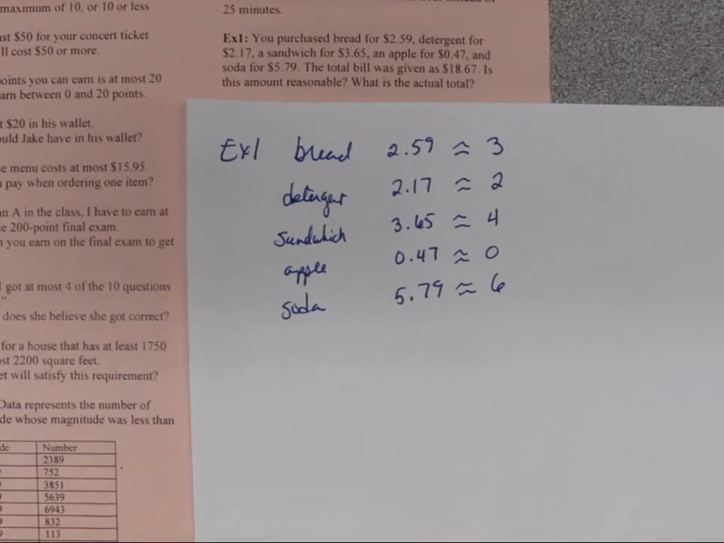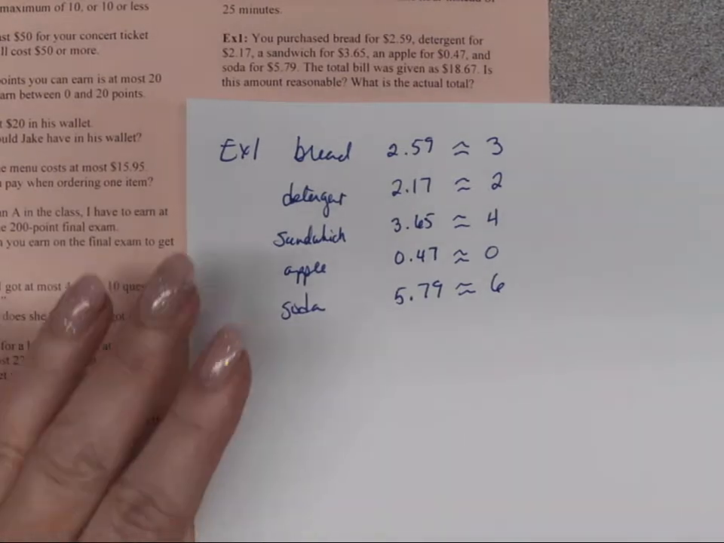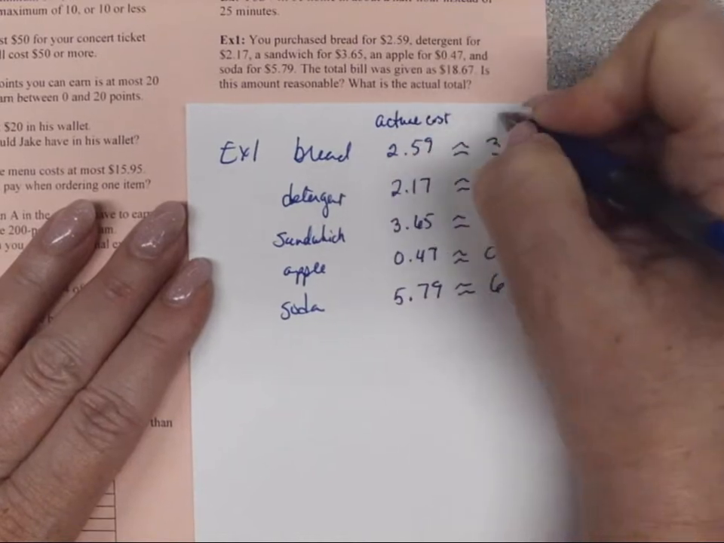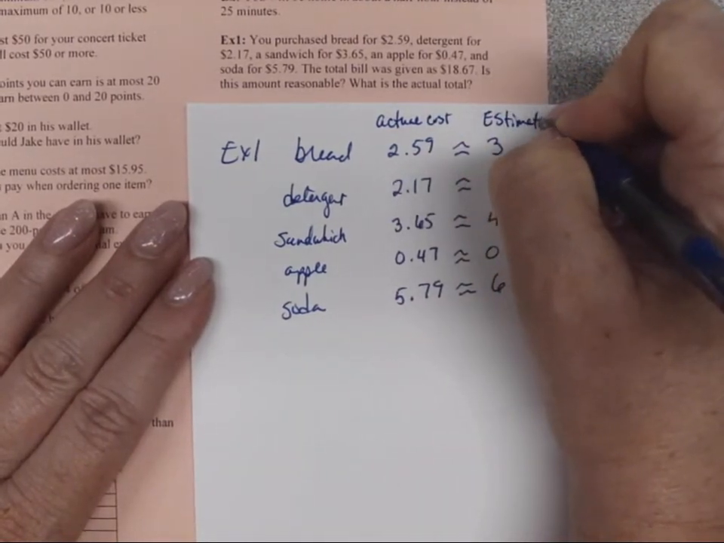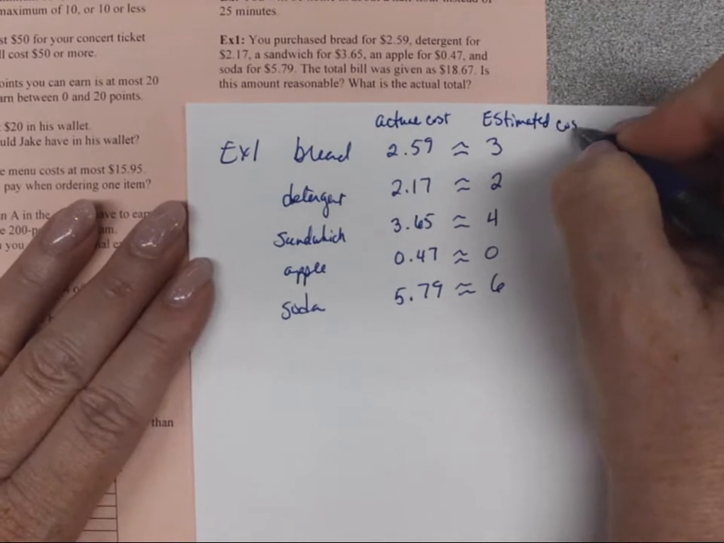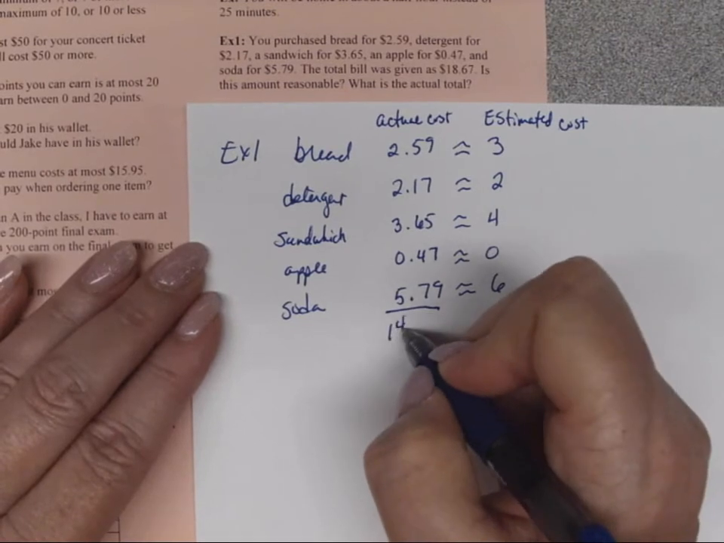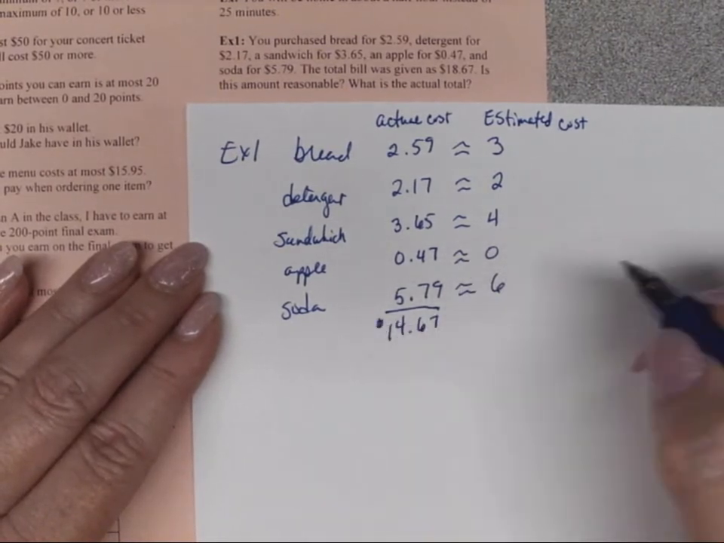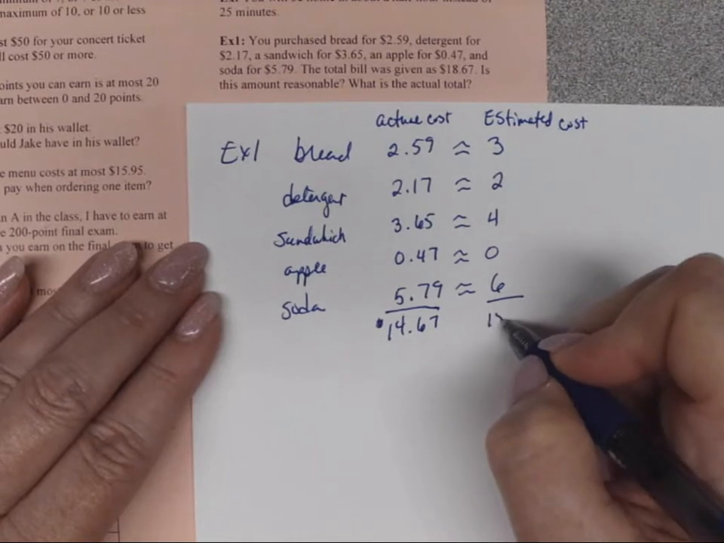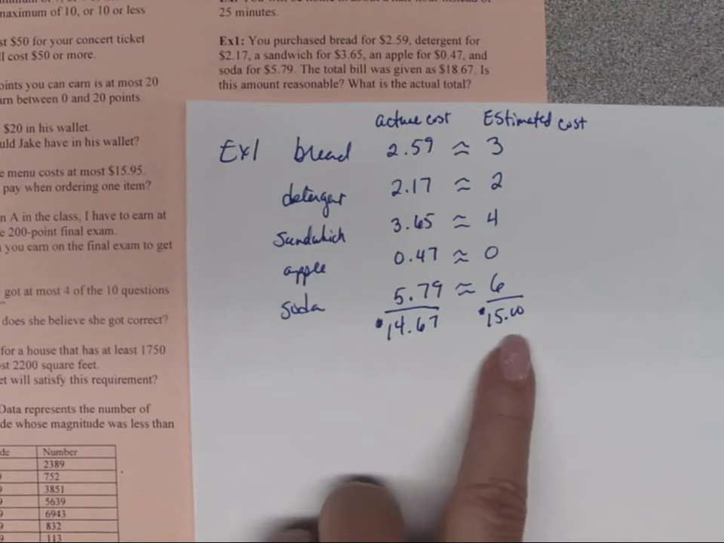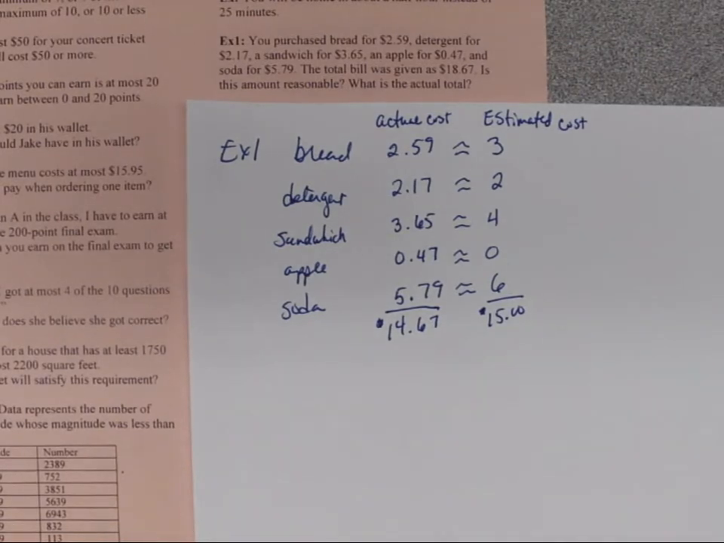Now, we want to find the actual cost and the estimated cost. So this is our actual, and this is the estimated. So when we add these using a calculator, our actual cost is $14.67. And our estimated cost is $15. So you can see that they are pretty close. And it should be about that. Depending on how many things round up versus rounding down, this would give you an estimation.